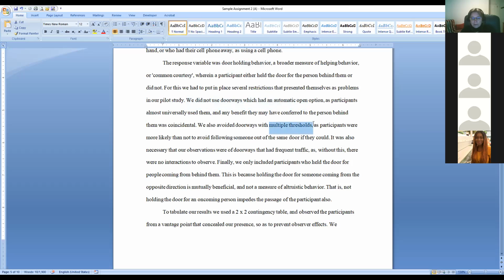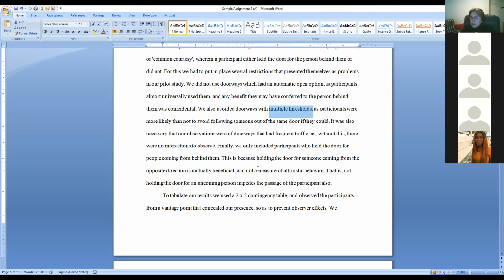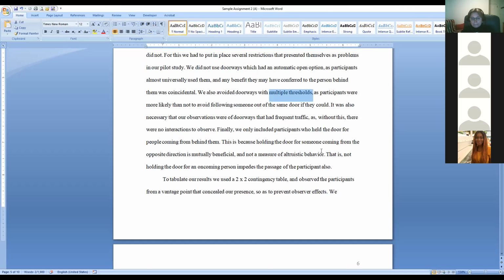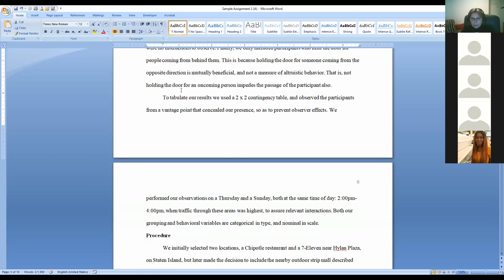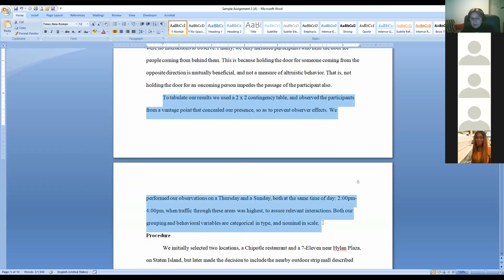Multiple thresholds, right? So this is all a description of something that would have been an operational definition of their response variable. For some of your response variables, the operational definition is easy. For others, you need a little bit of text like that. So keep looking. Make sure that you have that stuff in your text. The final paragraph here is they talk about a contingency table, right? It's a 2 by 2 because the predictive variable has two levels and the response variable has two levels.